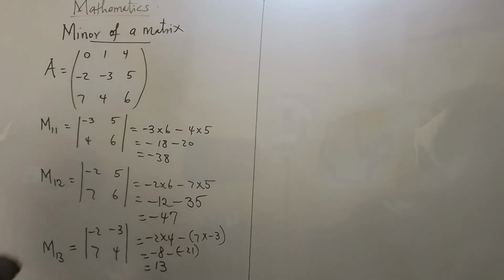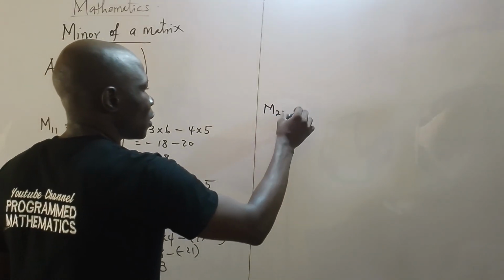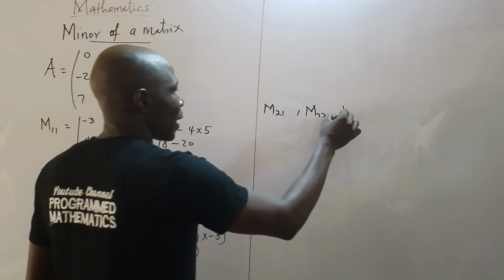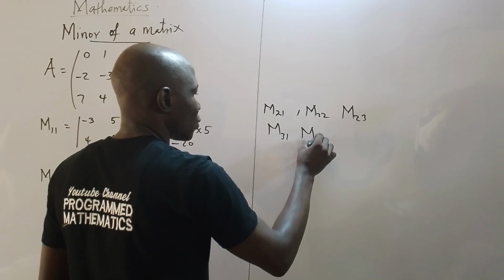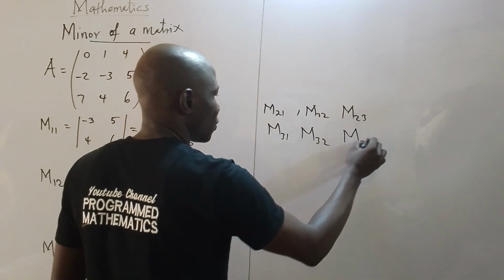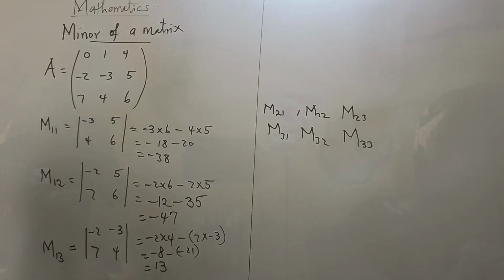We can go on like that to find M21, M22, M23, M31, M32, M33. So if you are given a matrix like this and you need to obtain the minor, you calculate the minor for each element of the matrix by deleting the row and column that the element belongs to.